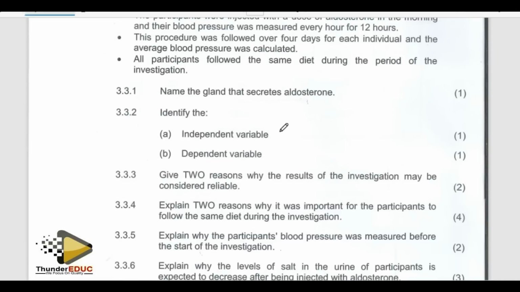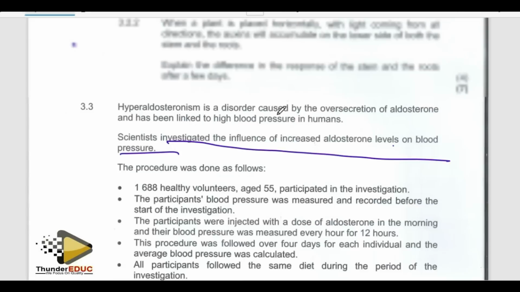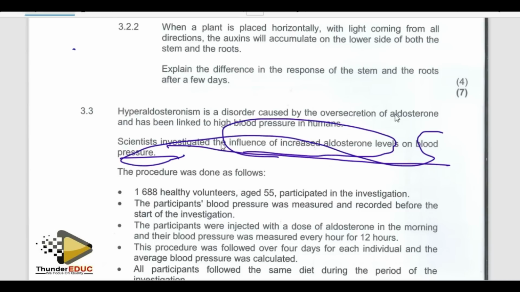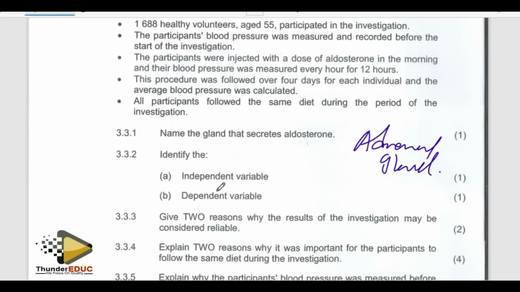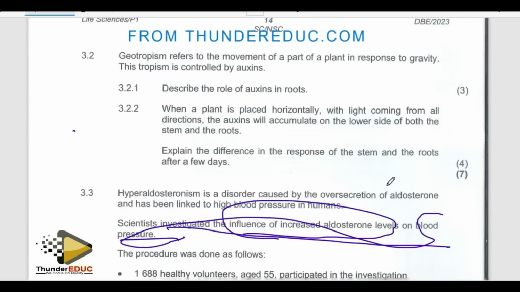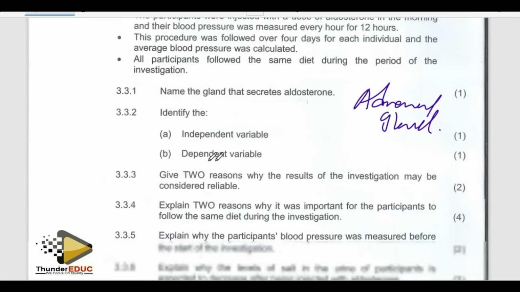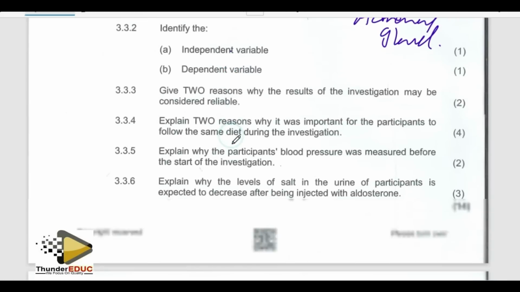Identify independent variable. Aldosterone is secreted by the adrenal gland. And then the variables: they are saying that they investigated the influence of increase in aldosterone level on the blood pressure. Blood pressure versus influence of increased aldosterone level. So it means that blood pressure is being influenced by this. So blood pressure becomes dependent, and the aldosterone level is independent.